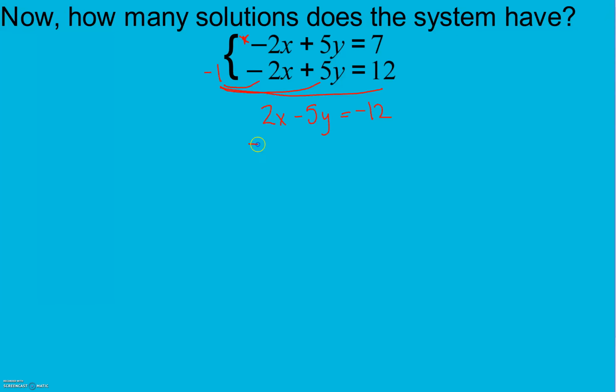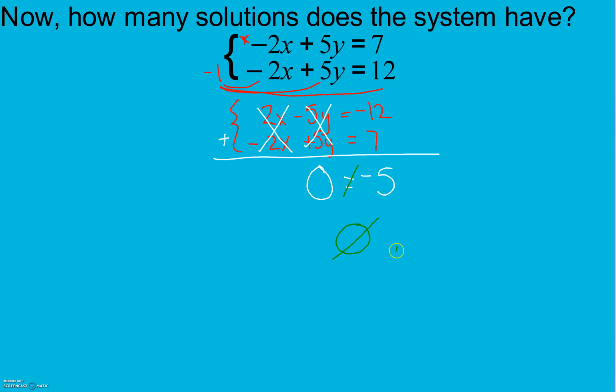I'm still going to bring down the equation that I didn't change, just to make it a little bit more organized and keep it all together. Now, I have opposites, so I can add them up. 2 plus -2 is 0. -5 plus 5 is 0. So on my left side, I have 0. On my right side, -12 plus 7 is -5. And here, 0 does not equal -5, so we have no solution.